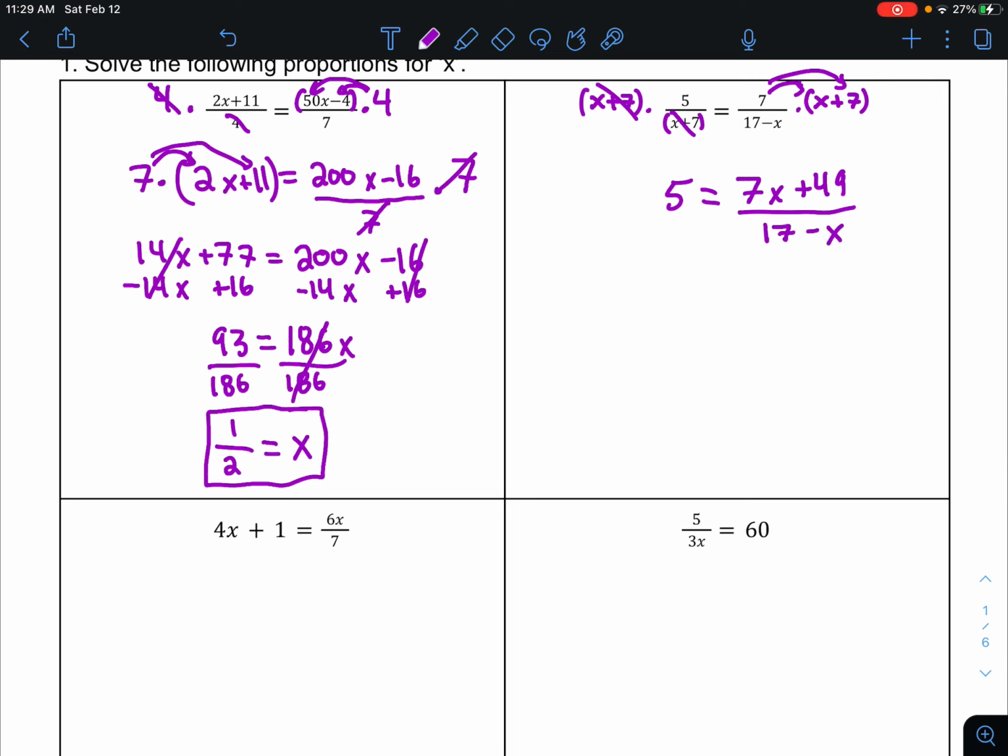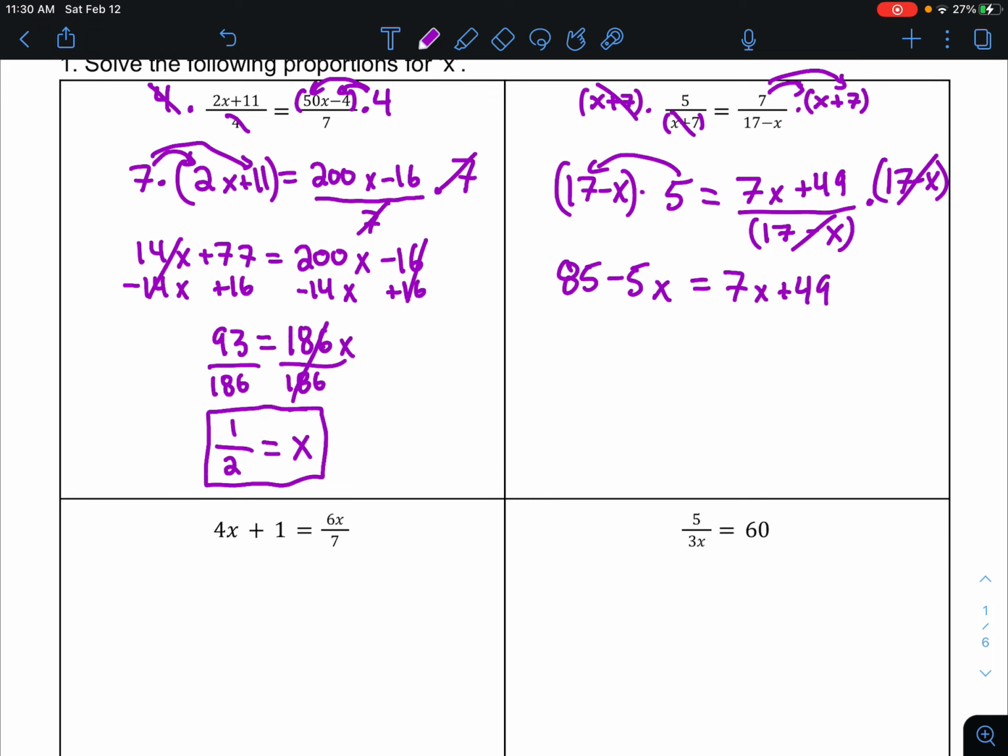I want to clear x out of my other denominator. So I'm going to multiply both sides by 17 - x, making sure to distribute it fully. Multiplying and dividing cancels. 5 times 17, well, 5 times 10 is 50. 5 times 7 is 35. 50 and 35 gives me 85. And then minus x times 5 is minus 5x. And then on the left-hand side of the equation, we have 7x + 49.